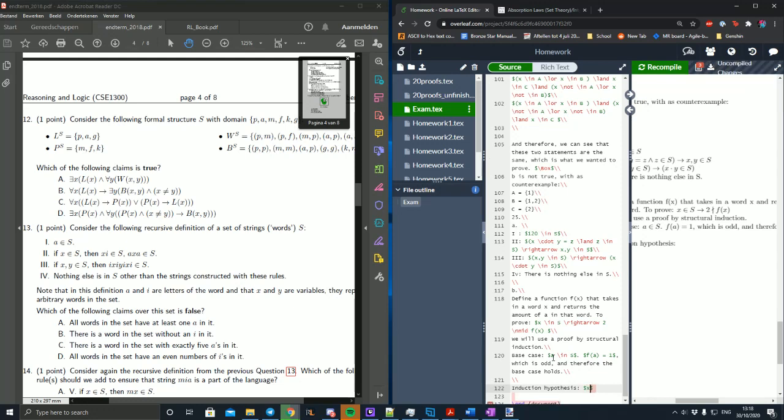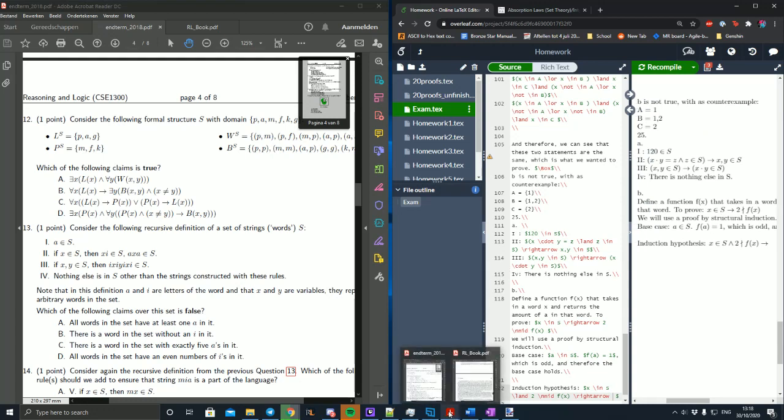So we say x is in S, and x, f of x, and 2 does not divide f of x, then... how do we say this? So I'm currently at the part of the induction hypothesis.